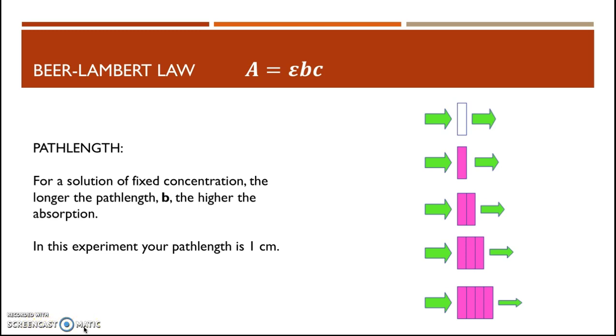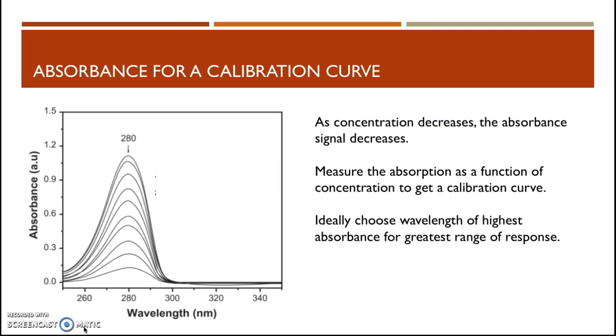And we're going to take advantage of the Beer-Lambert law, especially the fact that it's linear, to create a calibration curve. So, for example, if this is the absorption spectrum for a sample that you are interested in, here the absorption is occurring at 280 nanometers, which is actually in the UV region. You can see that as the concentration decreases, the absorbance decreases. So we're going to measure that absorption as a function of concentration to get a calibration curve.